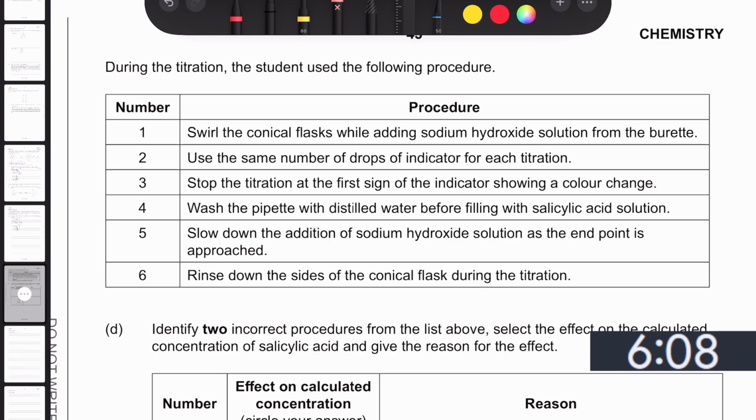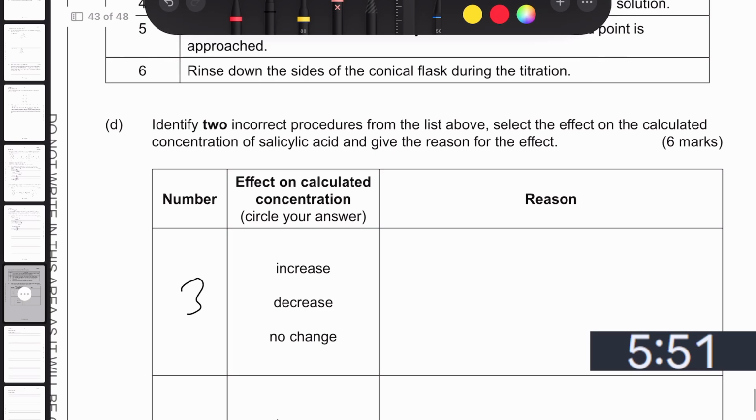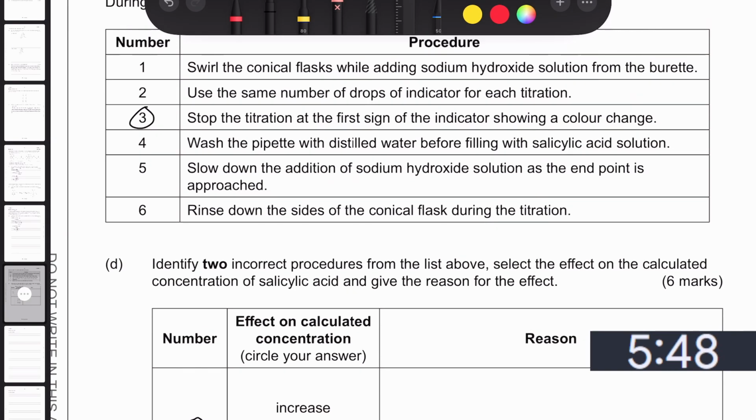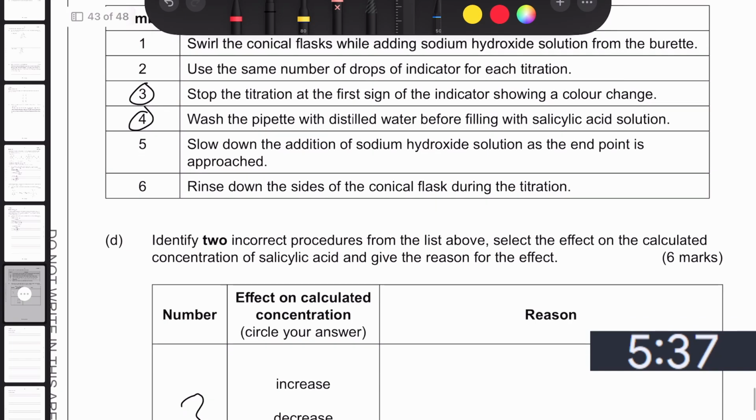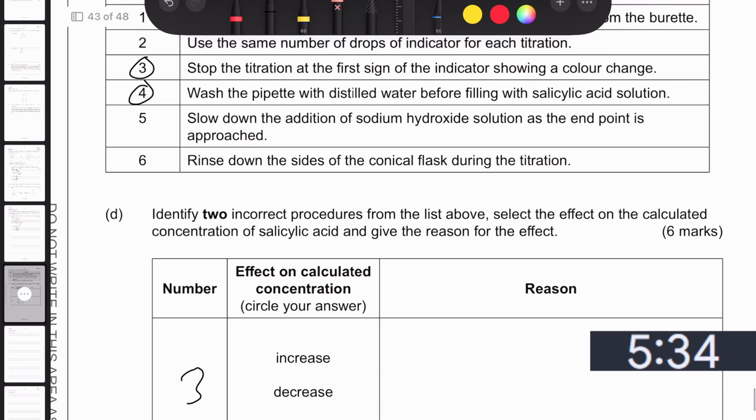So for the conical flask, we'll add in sodium hydroxide solution from the burette. The same number of drops of indicator for each titration. Stop the titration at the first sign of the indicator showing a color change. Boom, 3. Wash the pipette with distilled water before filling with the salicylic solution. 4. Rolling down the sides of the conical flask during the titration. Okay, so 3 was stopping the titration at the indicator showing a color change.